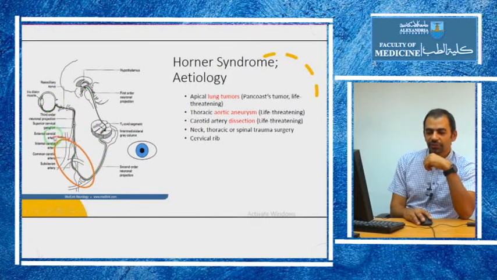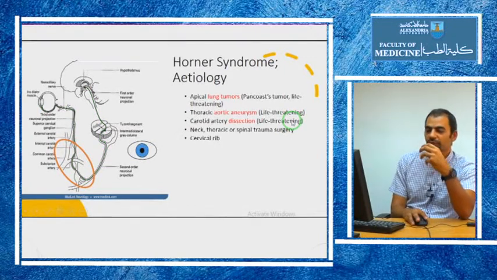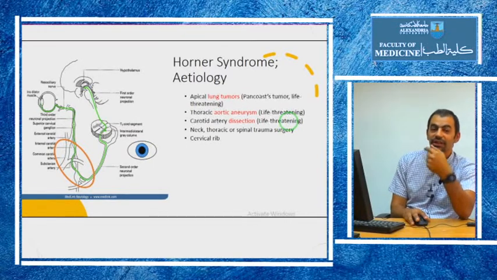The most common site of interruption of this sympathetic pathway is at the area of the apex of the chest and the neck. So apical lung tumors, what we call the Pancoast tumor, can produce Horner syndrome. Aortic dysfunction like thoracic aortic aneurysm or dissecting carotid aneurysm can produce Horner syndrome. And as you can see, those are life-threatening conditions. So this is a really serious condition, Horner syndrome, especially if it is of new onset. If a patient is recently developing Horner syndrome, we need to be alert about that.